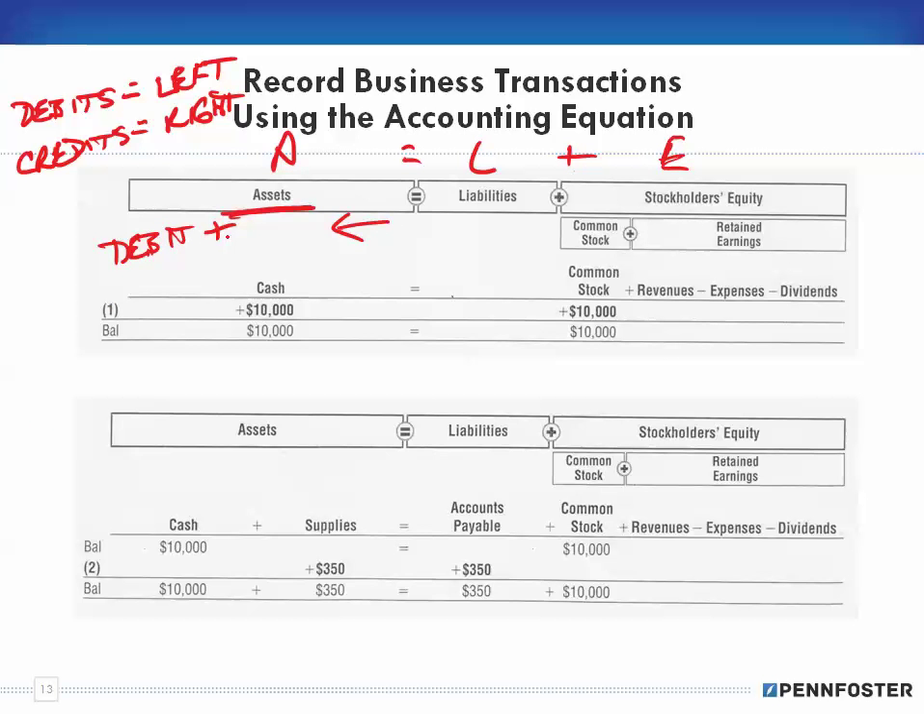Now, the opposite of increasing is decreasing, right? So when we decrease, we have to credit the account. So for our assets, if we increase our assets, we're debiting it, and if we're decreasing it, we're crediting it. Now here's the rub. And here's why you can't just say the definition of a debit is an increase or a plus, and the definition of a credit is a decrease or a minus.